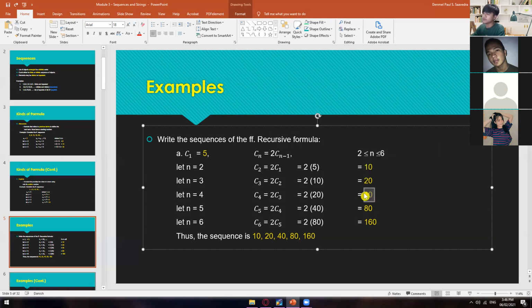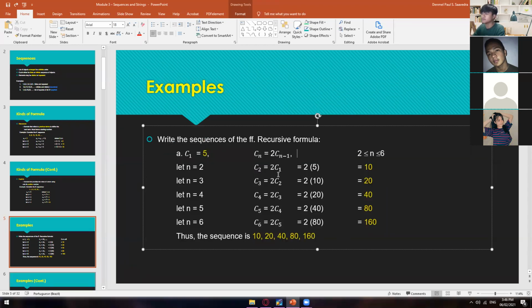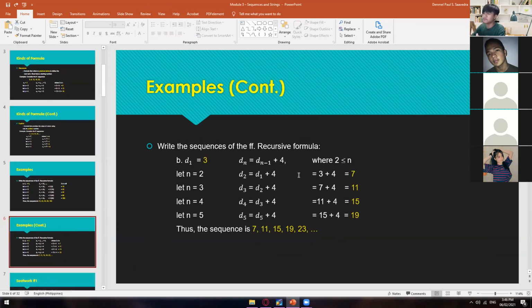20 times 2 is 40. 40 times 2 is 80. And 160. Okay. So the sequence here is 10, 20, 40, 80, 160. All right. So are we clear so far for the recursive example? Yes, sir. All right. So now let's have another example for recursive.